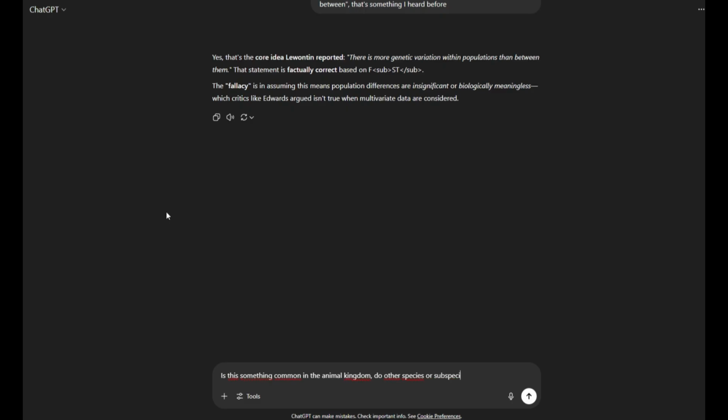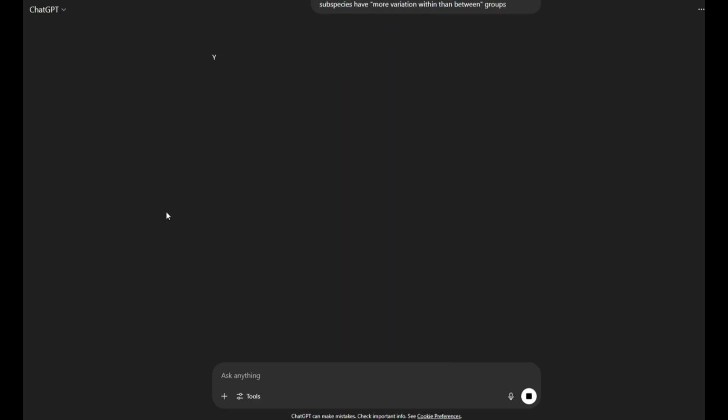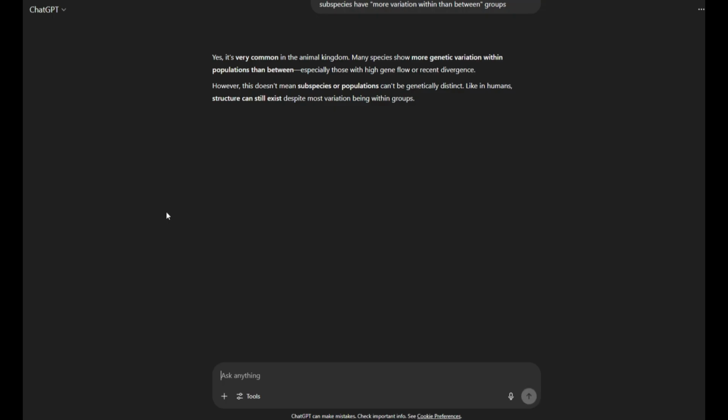Is this something common in the animal kingdom? Do other species or subspecies have more variation within than between groups? Yes, it's very common in the animal kingdom. Many species show more genetic variation within populations than between, especially those with high gene flow or recent divergence. However, this doesn't mean subspecies or populations can't be genetically distinct. Like in humans, structure can still exist despite most variation being within groups.